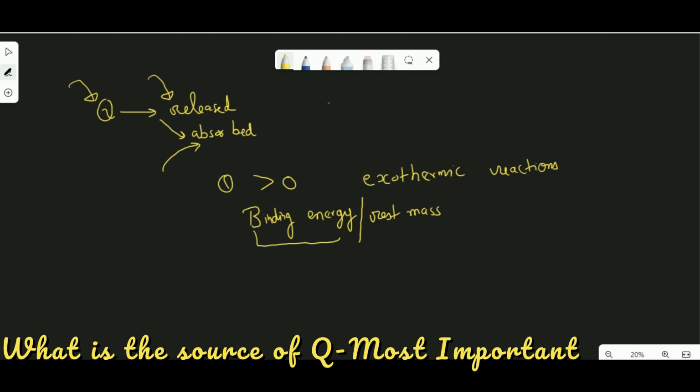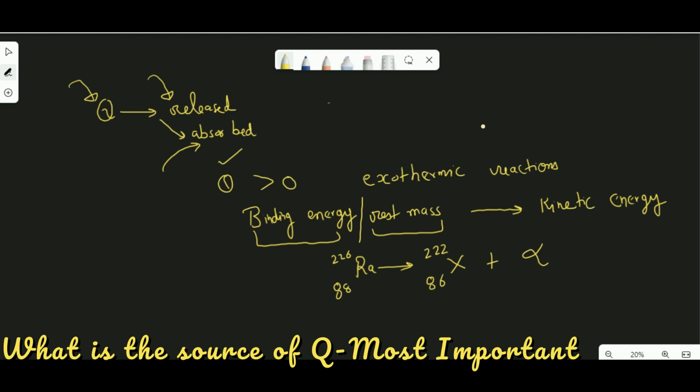If the binding energy or the rest mass is getting converted to kinetic energy, this is a situation where Q value is positive, okay? As an example, if you have this example of radium 226, 88, getting converted into something which is 222, you already understand this, 86 plus an alpha particle.